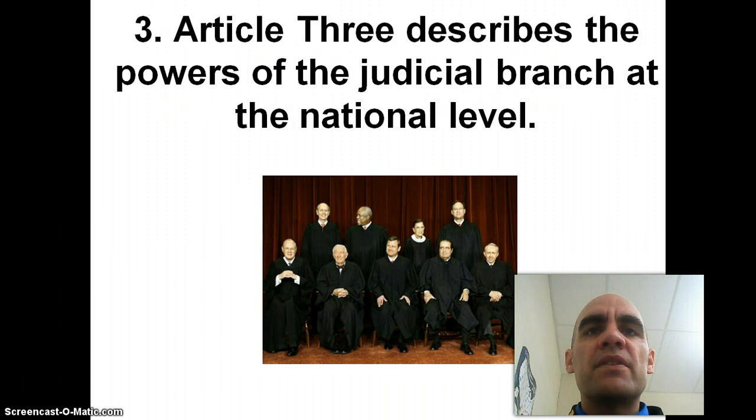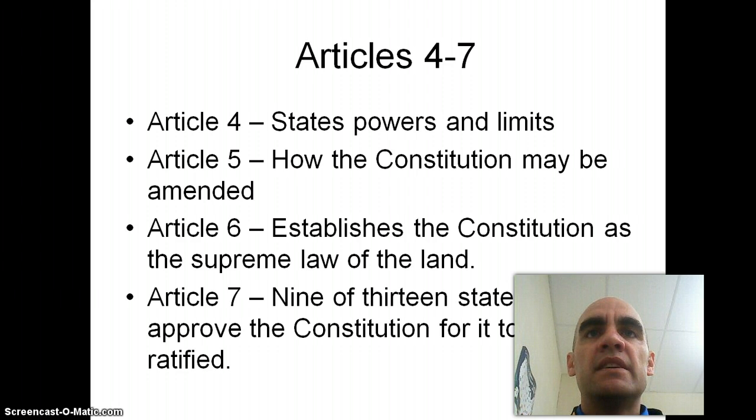Article 3 talks about the Supreme Court, the judicial branch. Again, the highest court in the land is the Supreme Court. Any law the Supreme Court makes is the law of the land and cannot be overturned. It talks about requirements and how we appoint people to be on the Supreme Court. Members of the Supreme Court are not voted on. They're appointed by the president and approved by the Senate.